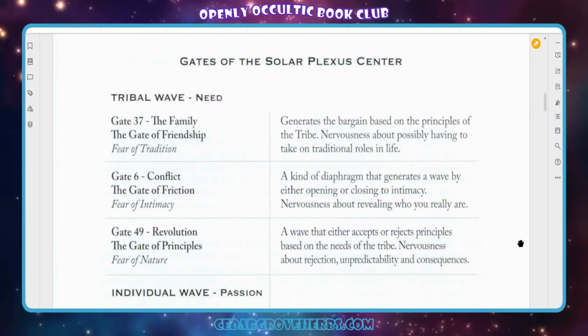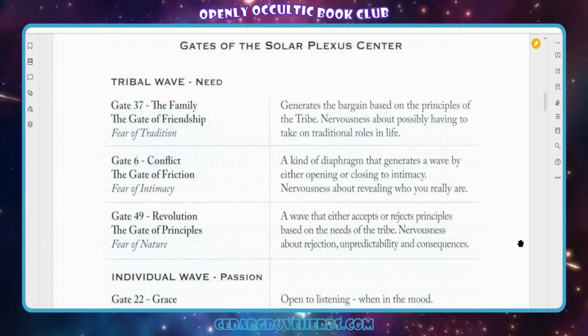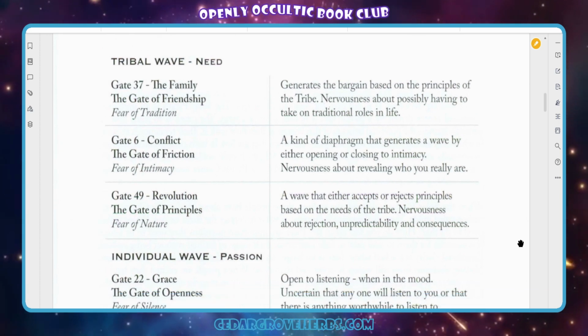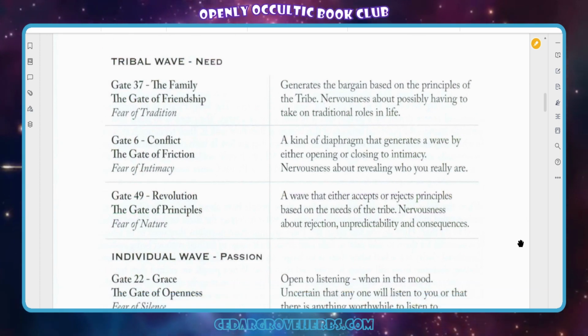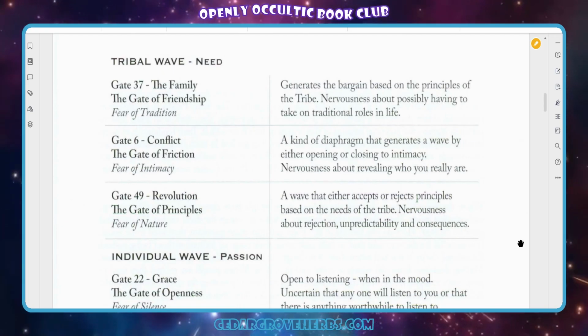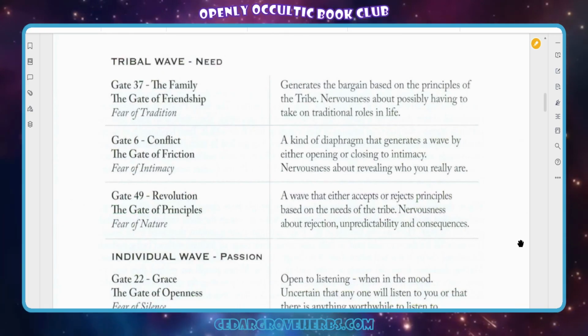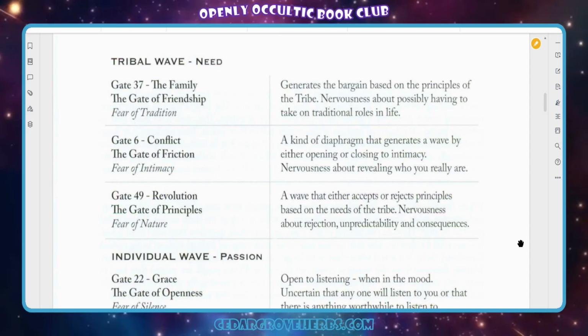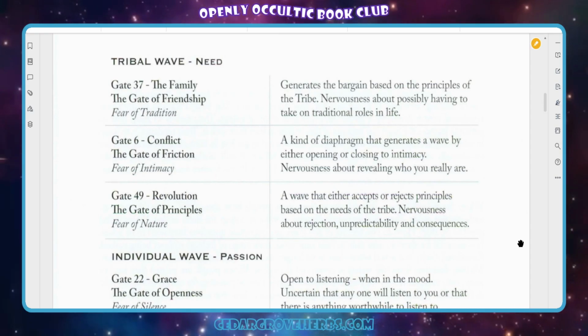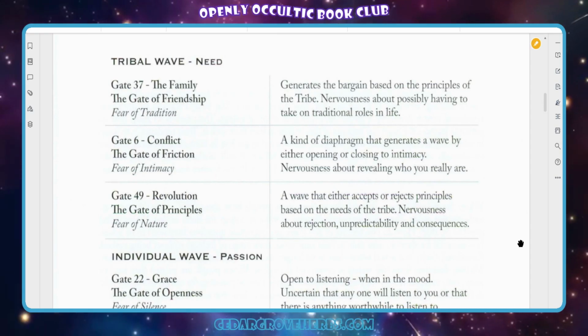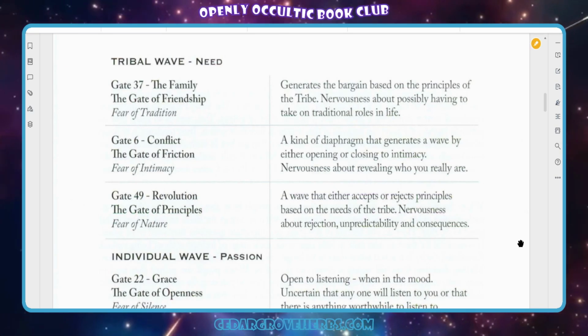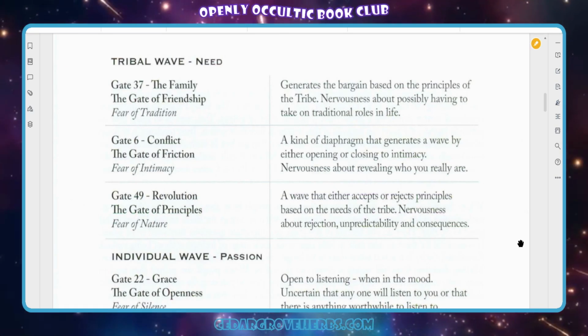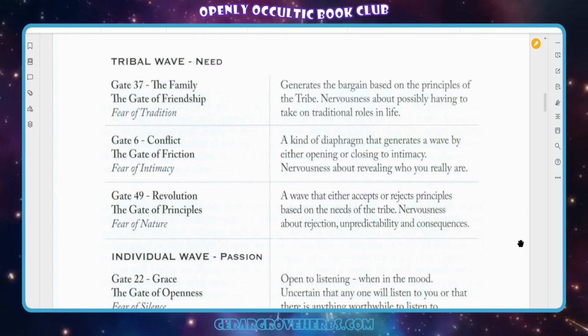Gates of the solar plexus. Tribal wave, need. Gate 37, the family, the gate of friendship, the fear of tradition. Generates the bargain based on the principles of the tribe. Nervousness about possibly having to take on traditional roles in life.